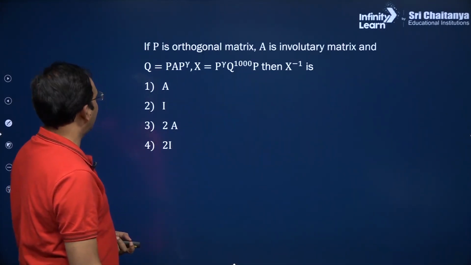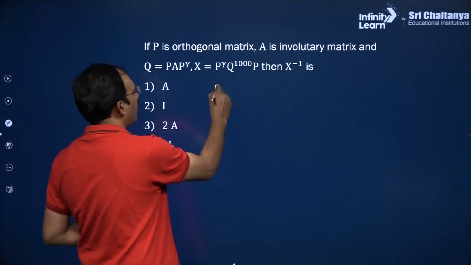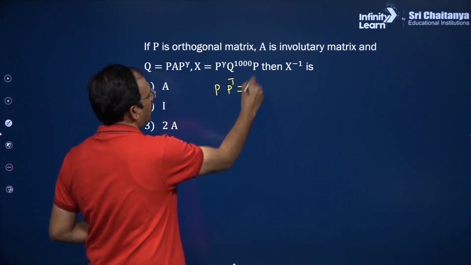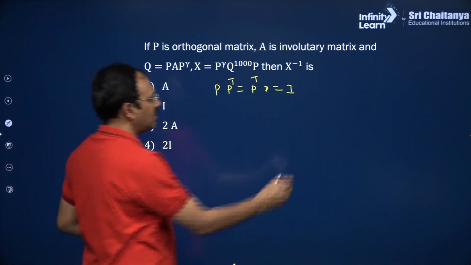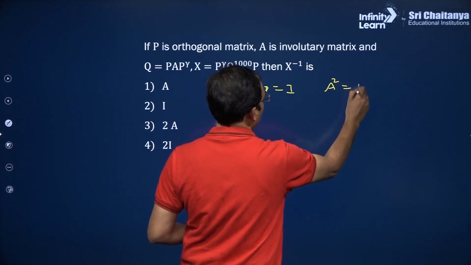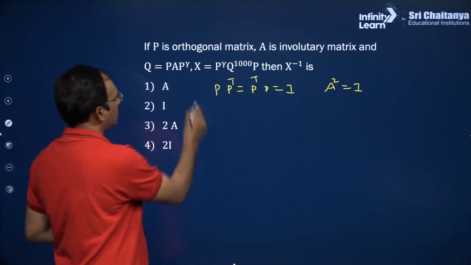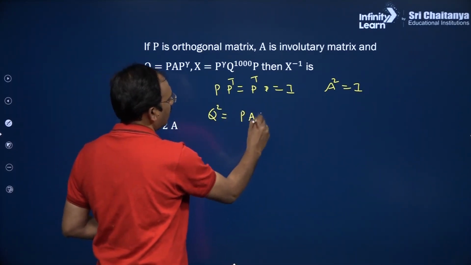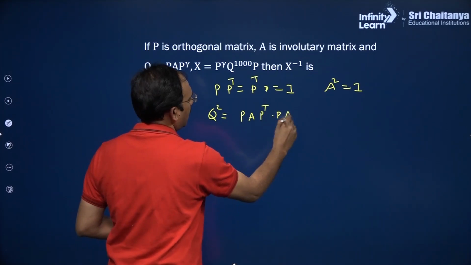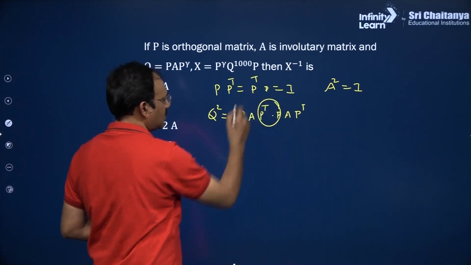Okay. Next, my dear friends, P is an orthogonal matrix in the sense that P P transpose = P transpose P = I. A is an involutory matrix, meaning self-inverse, that is A² = I. Now Q is given as P A P transpose. Friends, you just find Q² = P A P transpose times P A P transpose. You know matrix multiplication is associative.